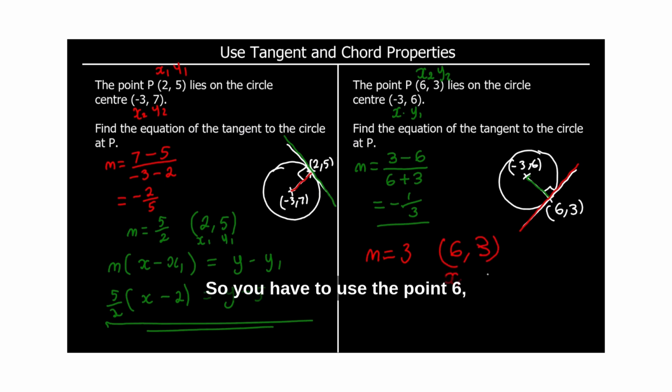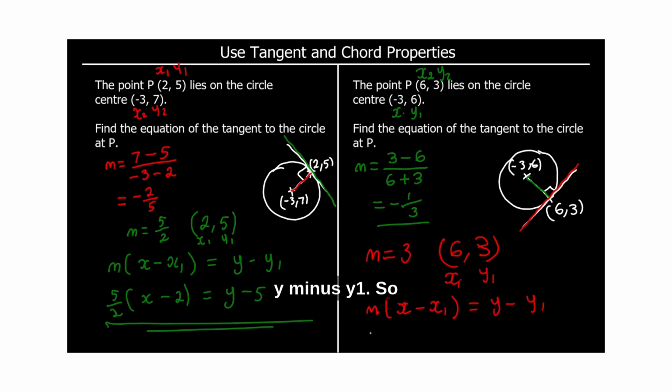So you have to use the point (6, 3) because that's the one on the tangent. If you use the center, you'd actually be working out this line instead, which is not what we want. So just substitute in. So it's the gradient times x minus x1 equals y minus y1. So that's 3 times x minus 6 equals y minus 3.